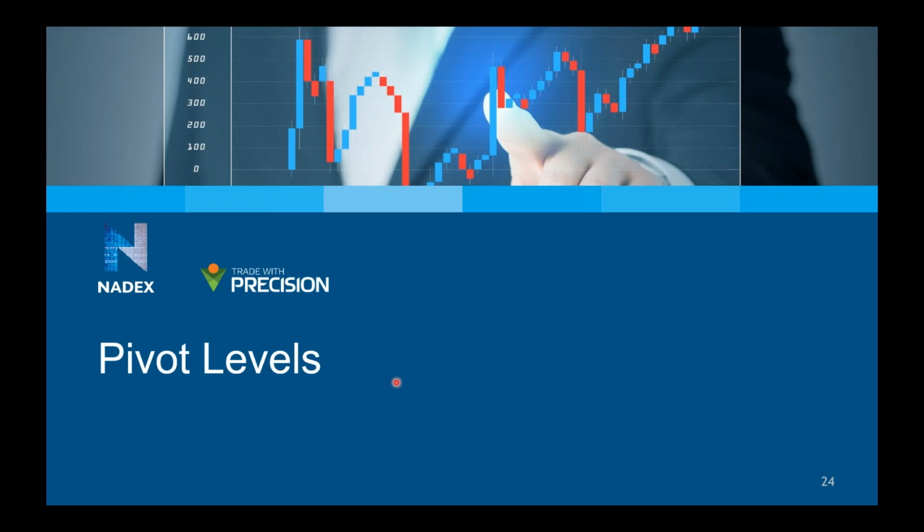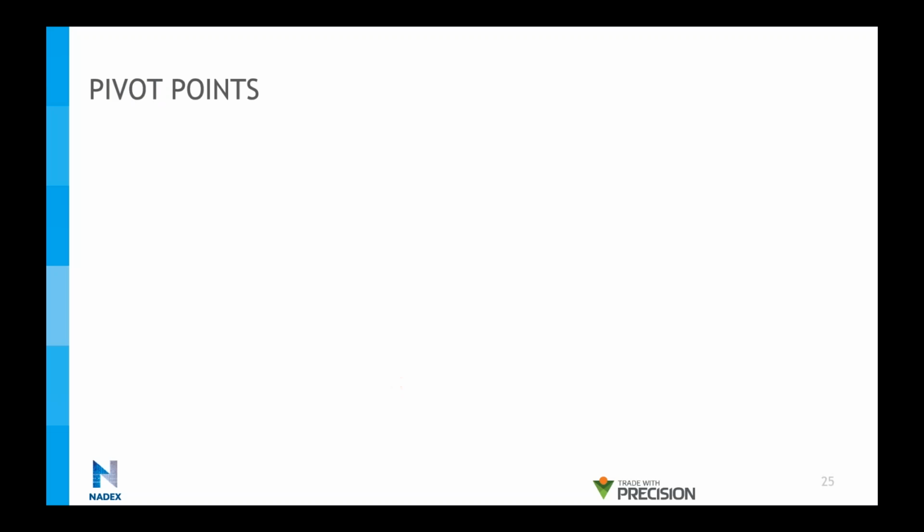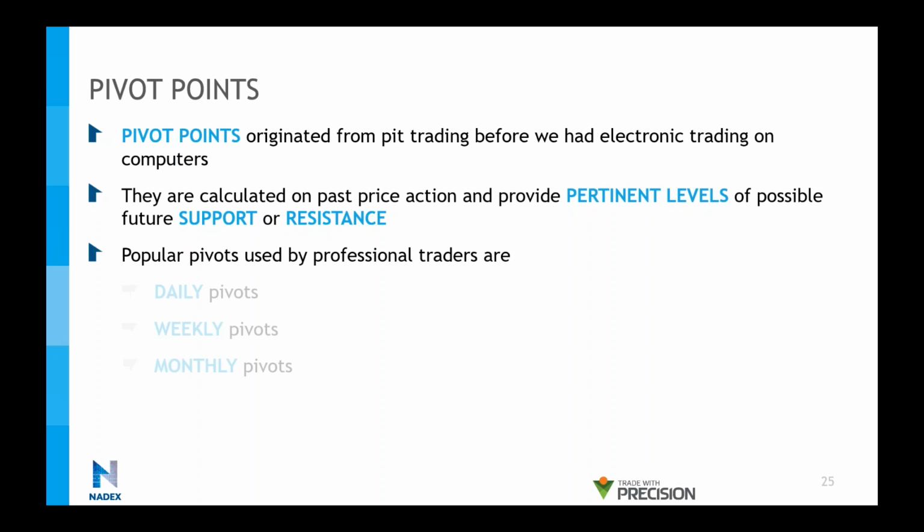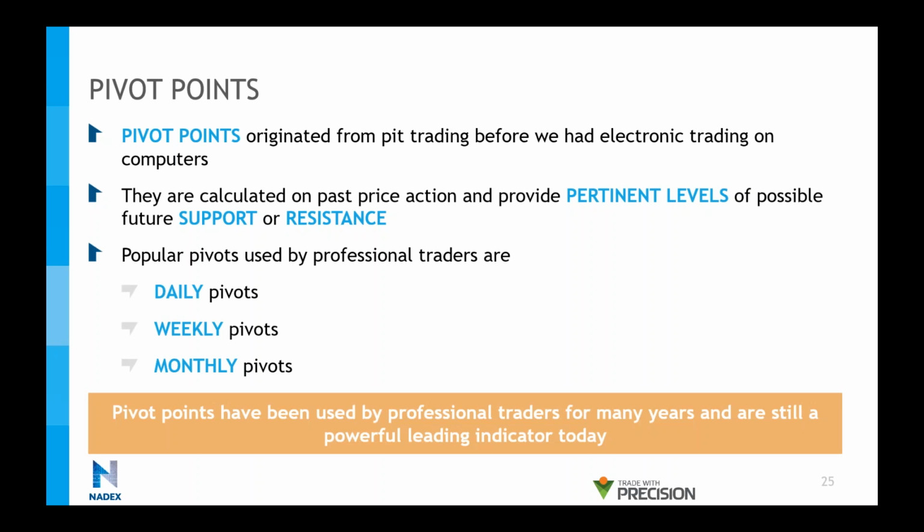Another thing that we can use to help us identify potential pullback areas could be pivot levels, or pivot points, as they're sometimes called. Pivot points originated from pit trading before we had electronic trading on computers.